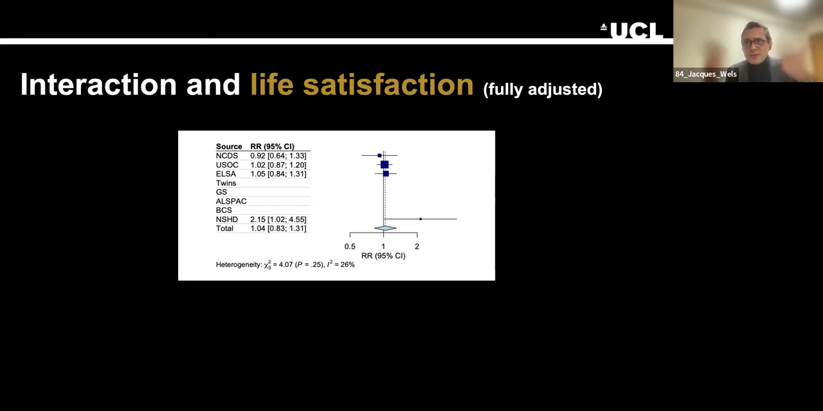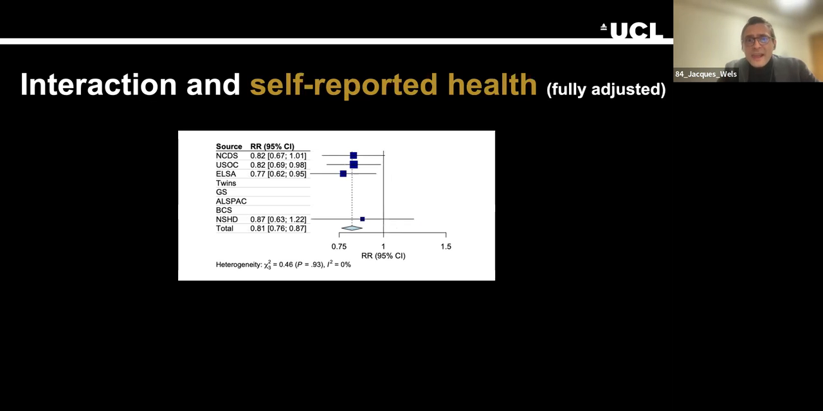Some people also receive a shielding letter and reported those conditions. And some people reported conditions, but didn't receive a shielding letter. So that's of interest to look at whether we have a significant association. And this is not the case, except when we're looking at self-reported health.